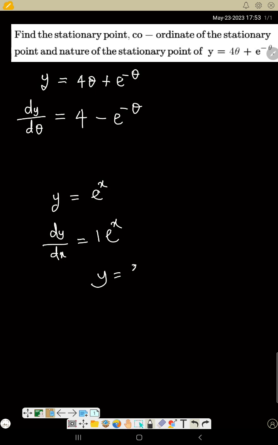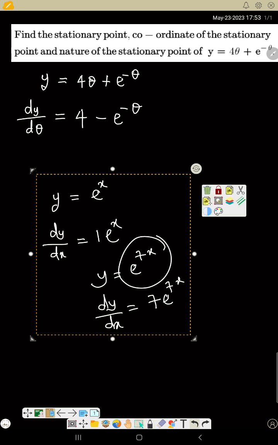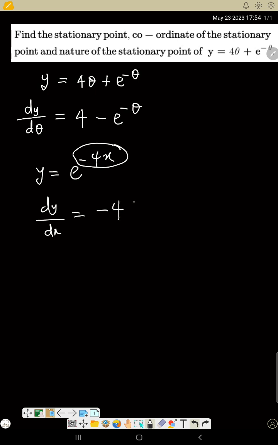So if y equals e raised to power 7x, dy over dx, you first differentiate 7x, so you get 7. Then you rewrite everything complete, e raised to power 7x. So that is how you differentiate e. If you have e raised to power minus 4x, then dy over dx, you will first differentiate minus 4x, you get minus 4. Then you rewrite everything complete.